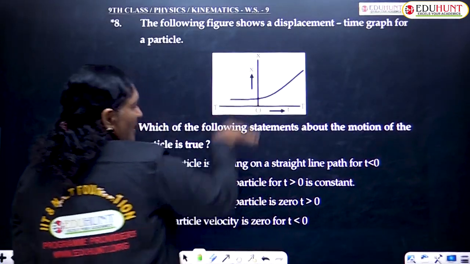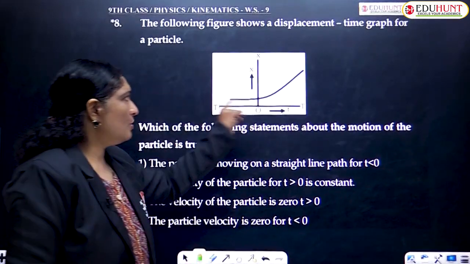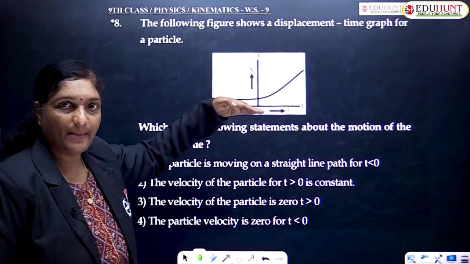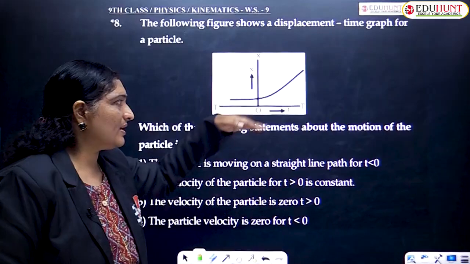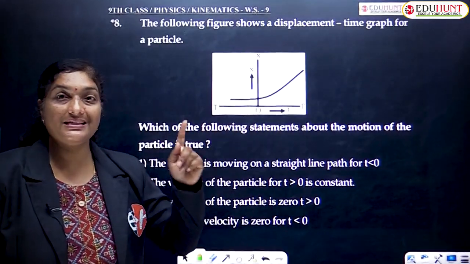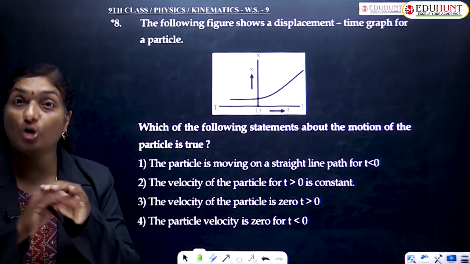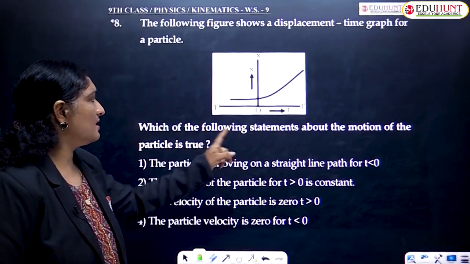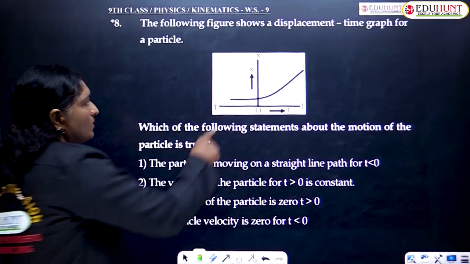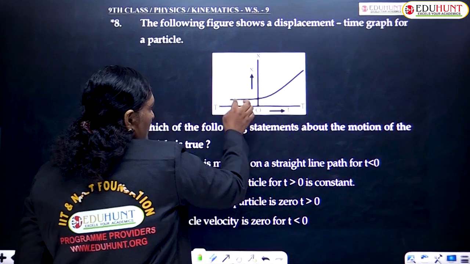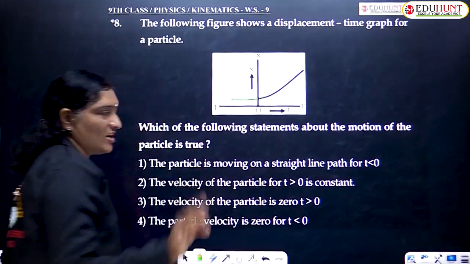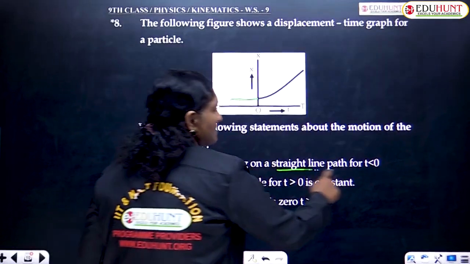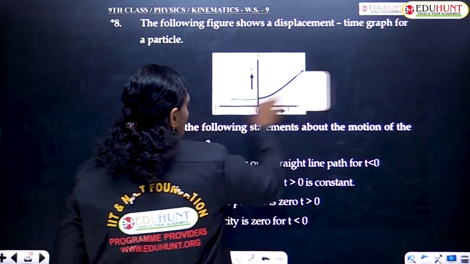Is it moving on a straight path? So, do you mean that if a straight line is drawn parallel to the time axis, it means that it is moving in a straight line? No. It means it is stationary. It's not at all moving. It is at rest. So, which of the following statements about the motion is true? For t less than 0, the particle is stationary, at rest. But it does not mean that it is moving on a straight line path. So, first option is false.